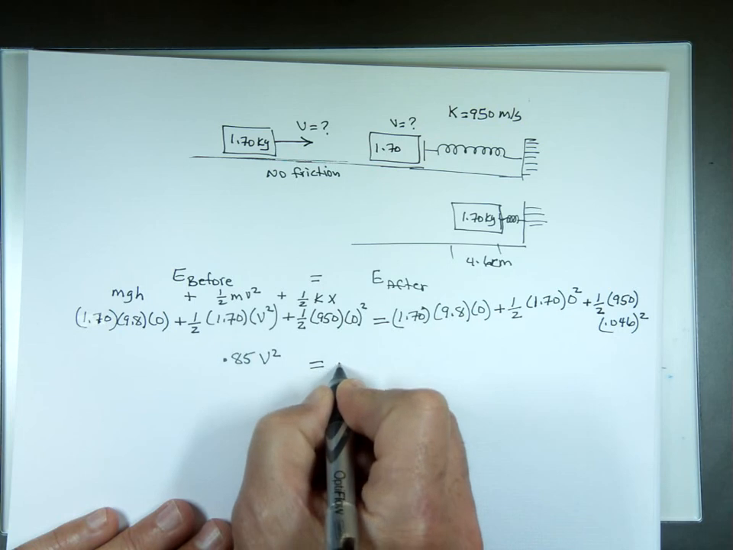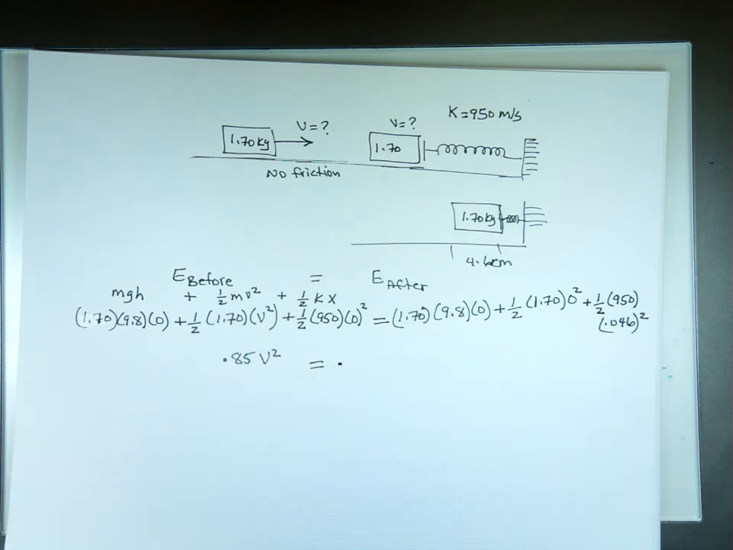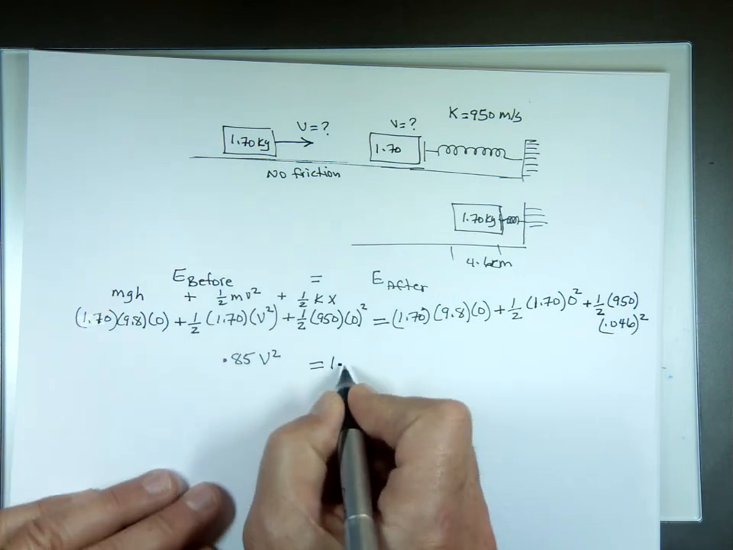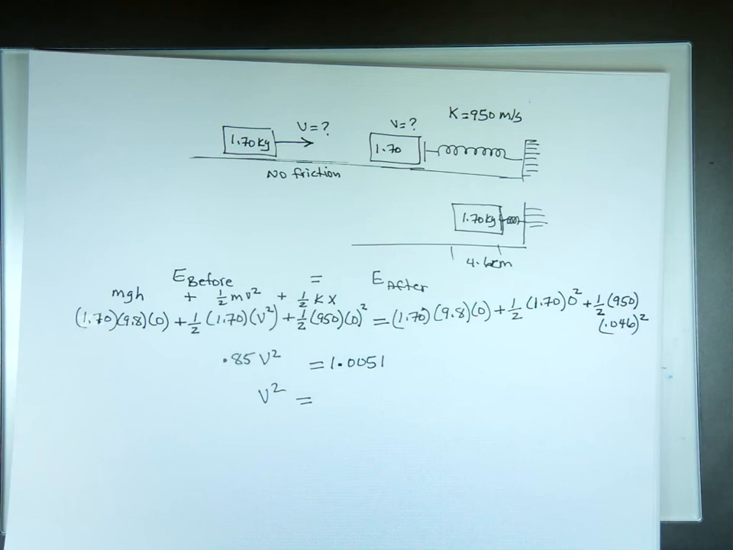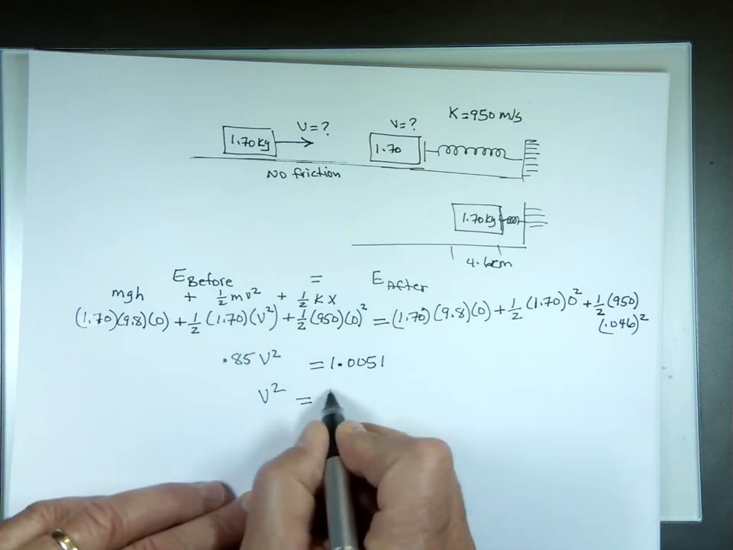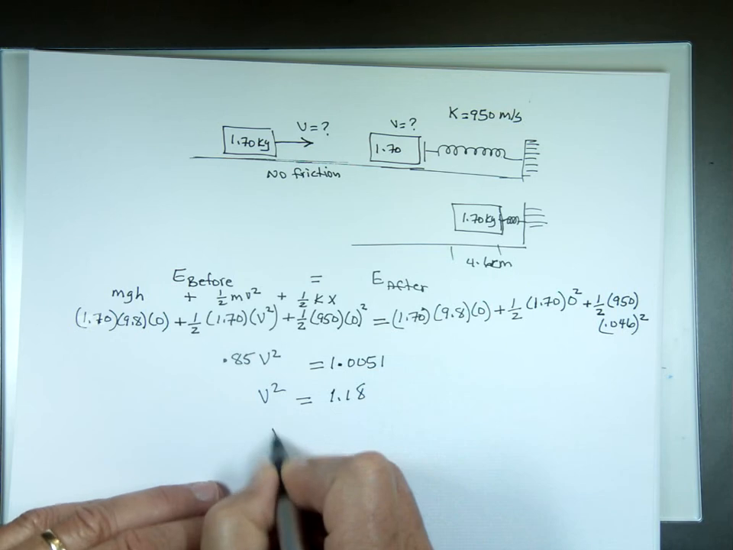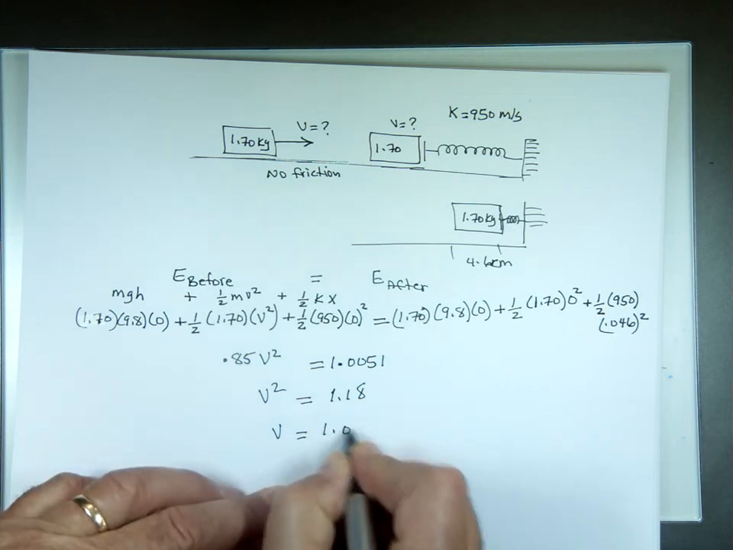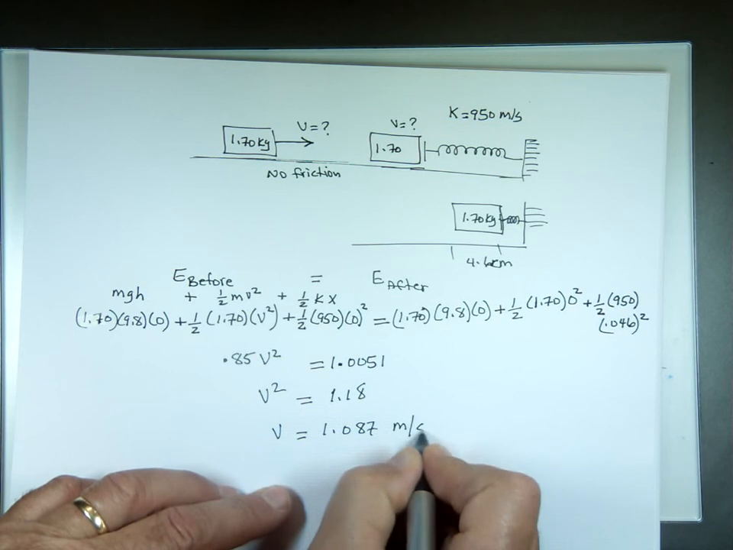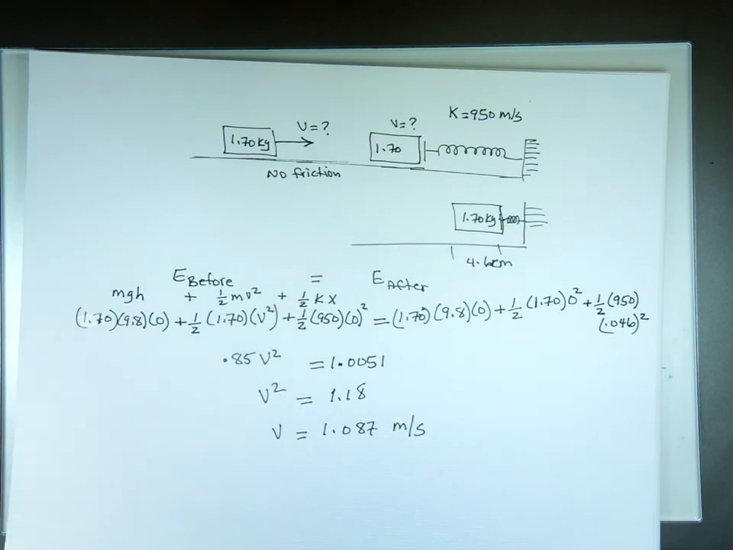Oh, I multiplied wrong. 0.5 times what? 950. I don't know why I said 9.8. 950 times 0.046 squared. I came up with 1.0051. Divide that by 0.85. It's the square root of that number. 1.087 meters per second. That's how fast the block was moving. 1.09 meters per second.